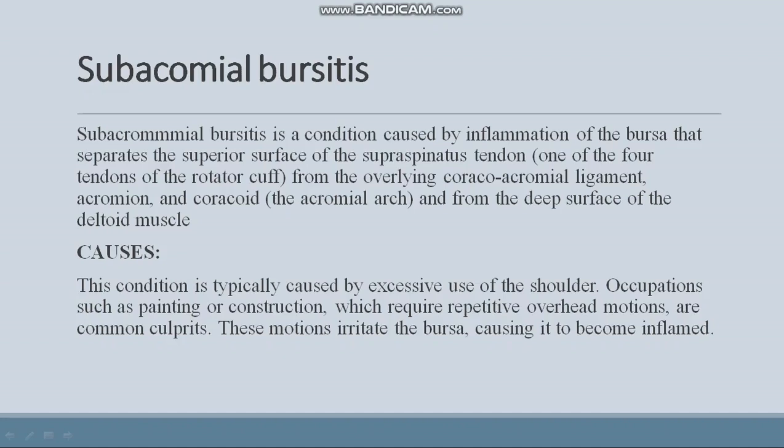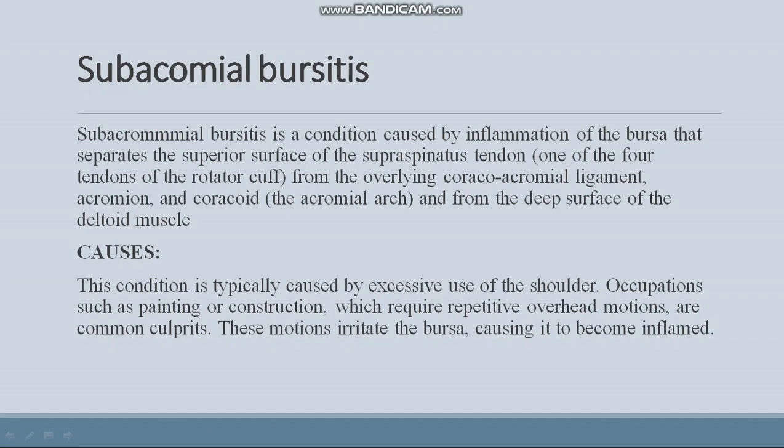Subacromial bursitis. Subacromial bursitis is a condition caused by inflammation of the bursa that separates the superior surface of the supraspinatus tendon, that is one of the four tendons of the rotator cuff, from the overlying coracoacromial ligament, acromion and coracoid, that is the acromial arch, and from the deep surface of the deltoid muscle.